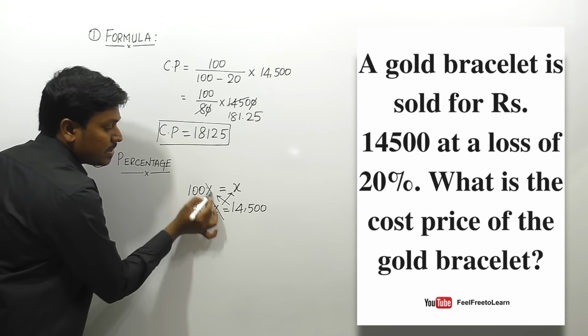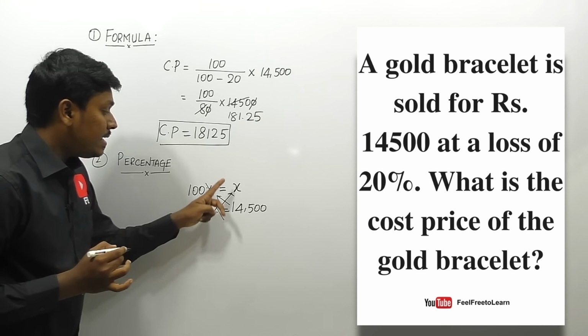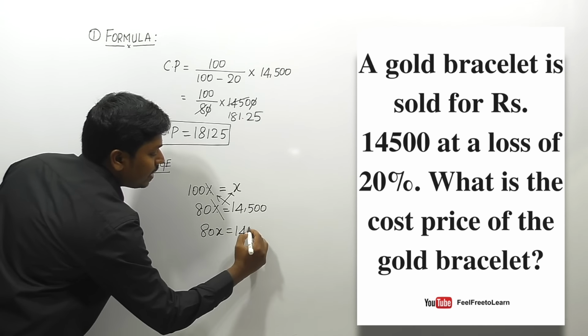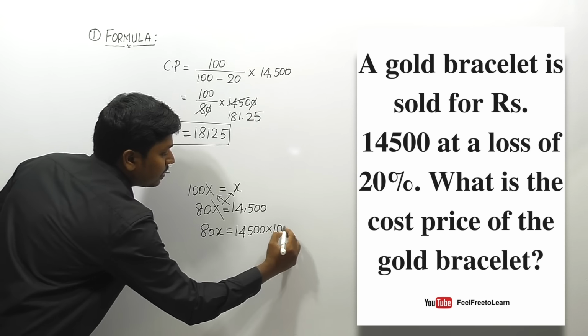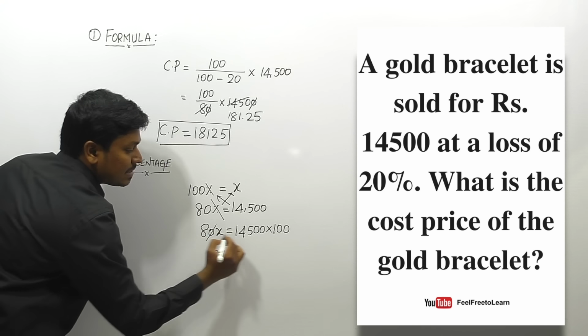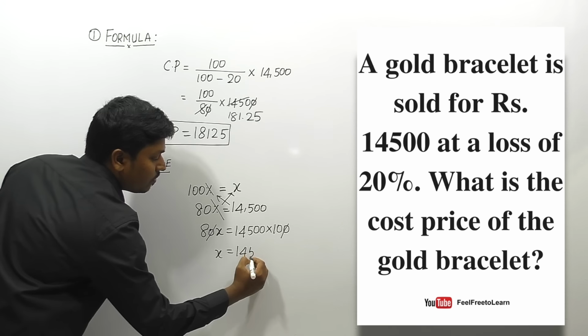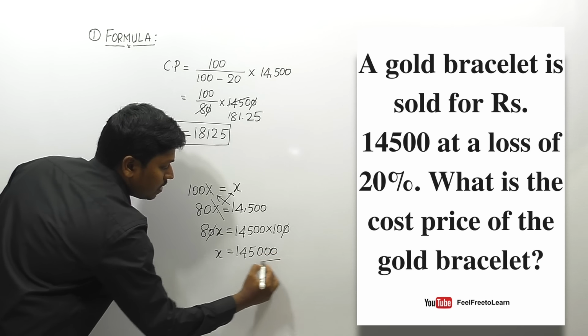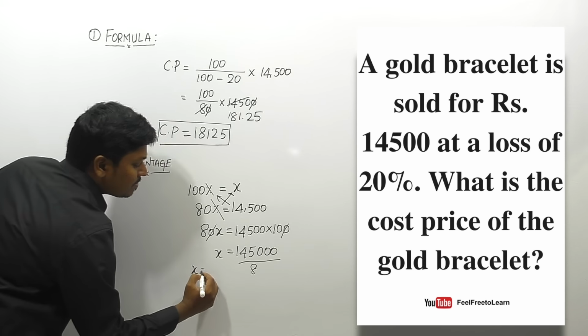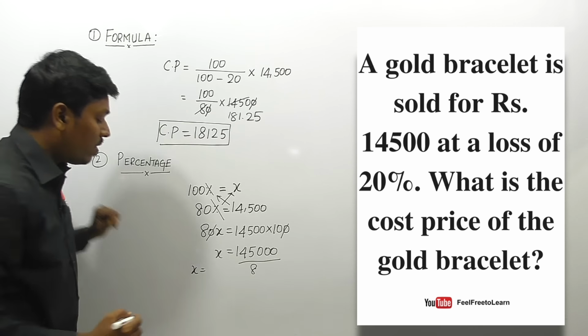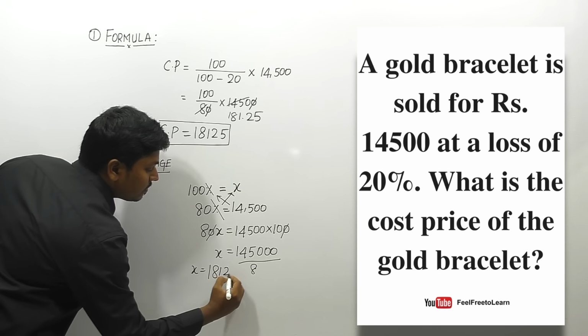Here the percentage gets cancelled. So 80 into x will be 80x, which is equal to 14,500 into 100. So x is equal to, we can cancel 0 and also we can cancel 0. So finally this can be done as 145,000 divided by 8, similar to this pattern, right? Here 145,000 divided by 8. So finally we got 18,125.